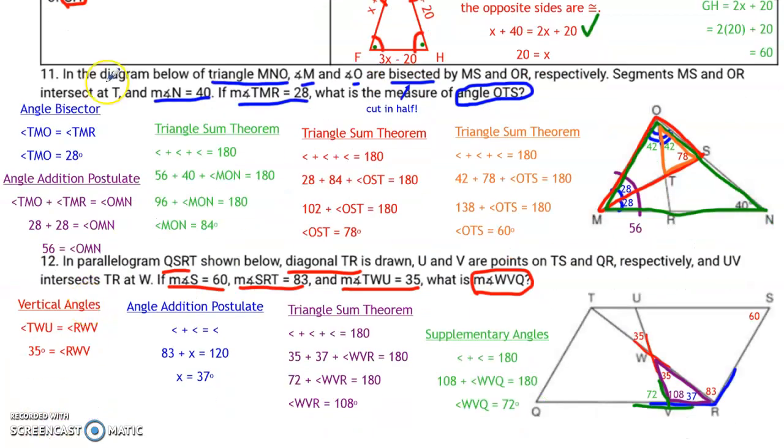For question number 11, there were a couple of steps, so stick with me here. First, angle bisector. It tells us angle O and angle M are bisected, which means cut in half. That means that if this angle is 56, this angle and this angle have to be 28.